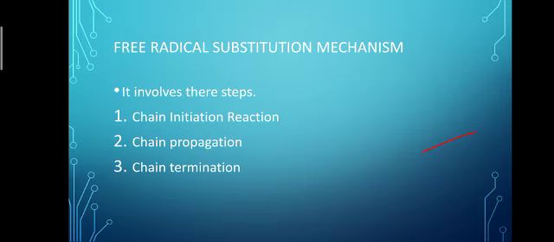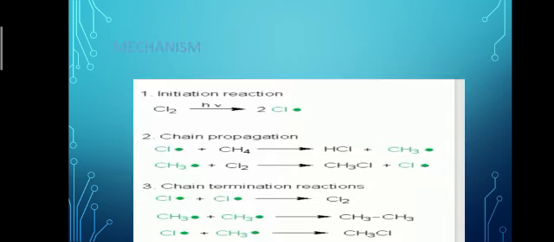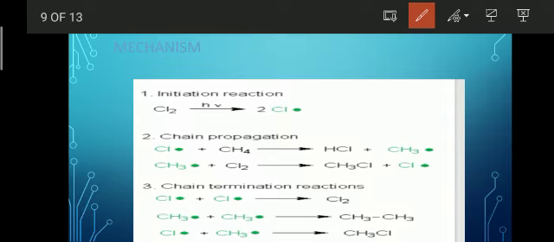In that, the first step involves chain initiation. For example, we will take chlorine. Chlorine in the presence of light gives two chlorine free radicals. The first step is an initiation reaction.